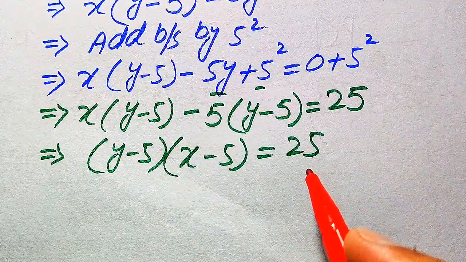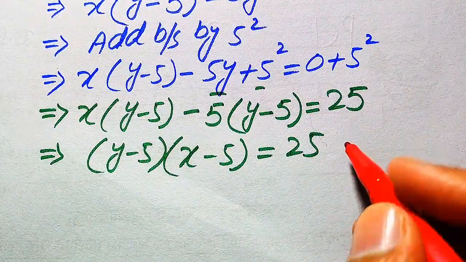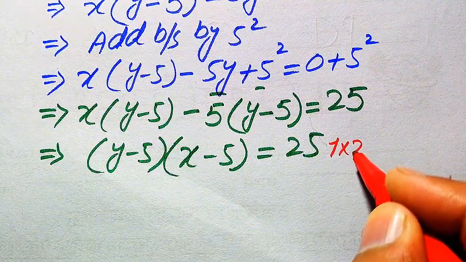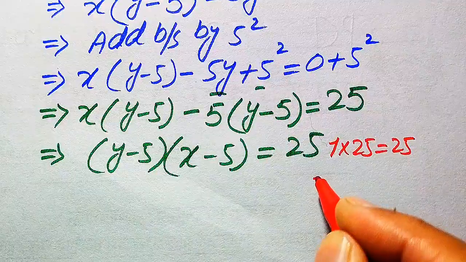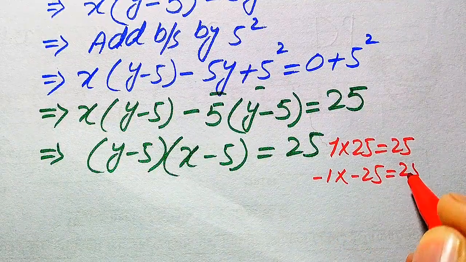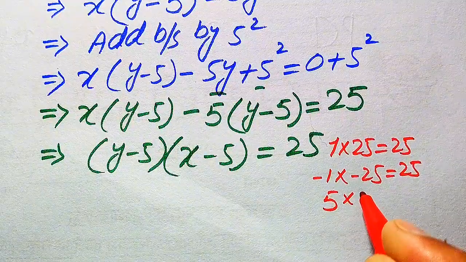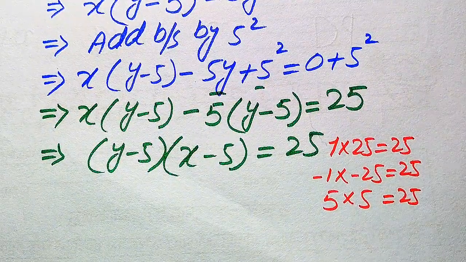So this is 25, so we need to find any pair of integers whose product becomes 25. So these integers are 1 multiplied by 25 is equal to 25, and minus 1 multiplied by minus 25 is also equal to 25, and 5 multiplied by 5 is equal to 25.